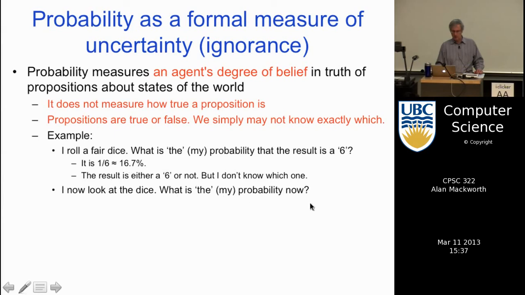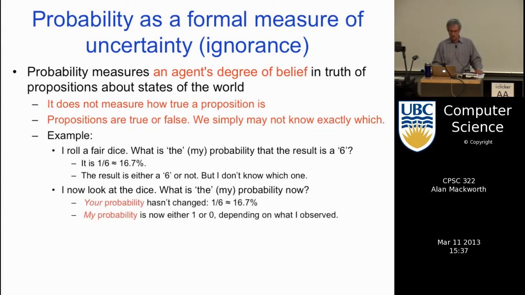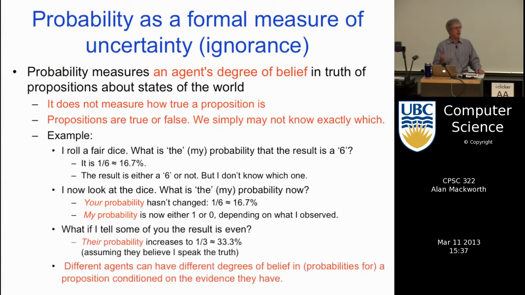When I look at the dice, then my probability will be either 1 or 0. When I look, it's either a 6 or it's a 4 or it's something else. So I know exactly then. But your probability, if only I look at the dice, hasn't changed. You don't know yet what it is. So your probability is still 1/6. My probability is either 1 or 0. They're completely different. Okay?